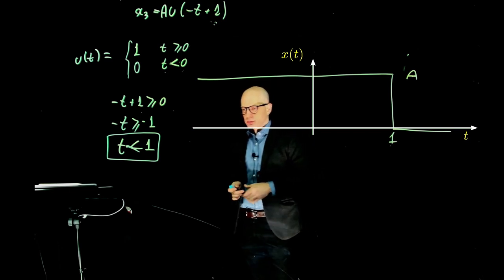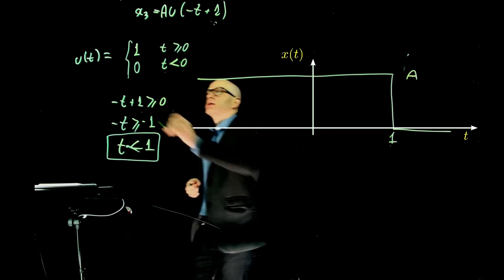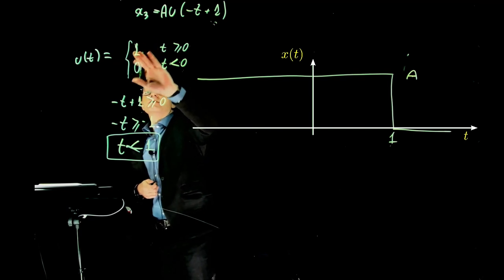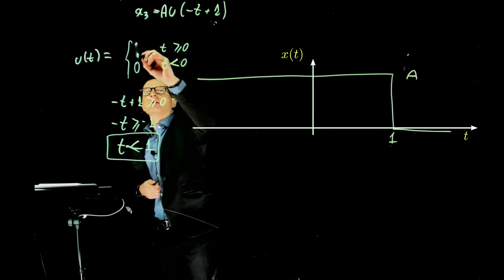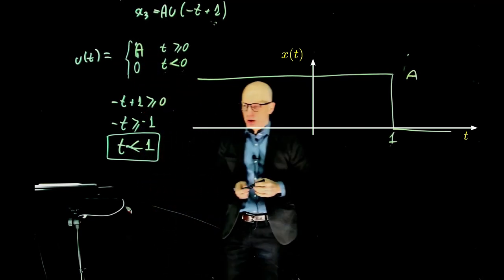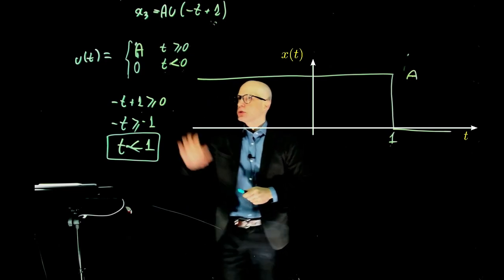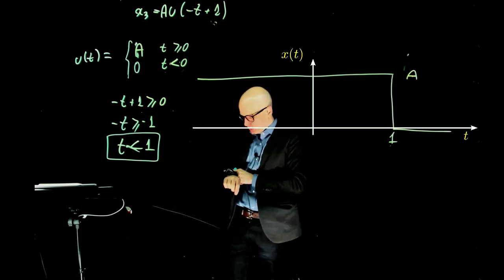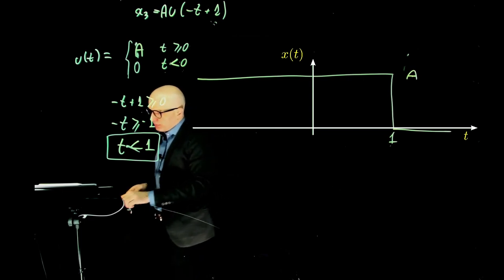But you wrote one. Right, so this is the original step function, we can say. We could have A here. Yeah, I just put the unit function there first. Okay. Right, thank you.